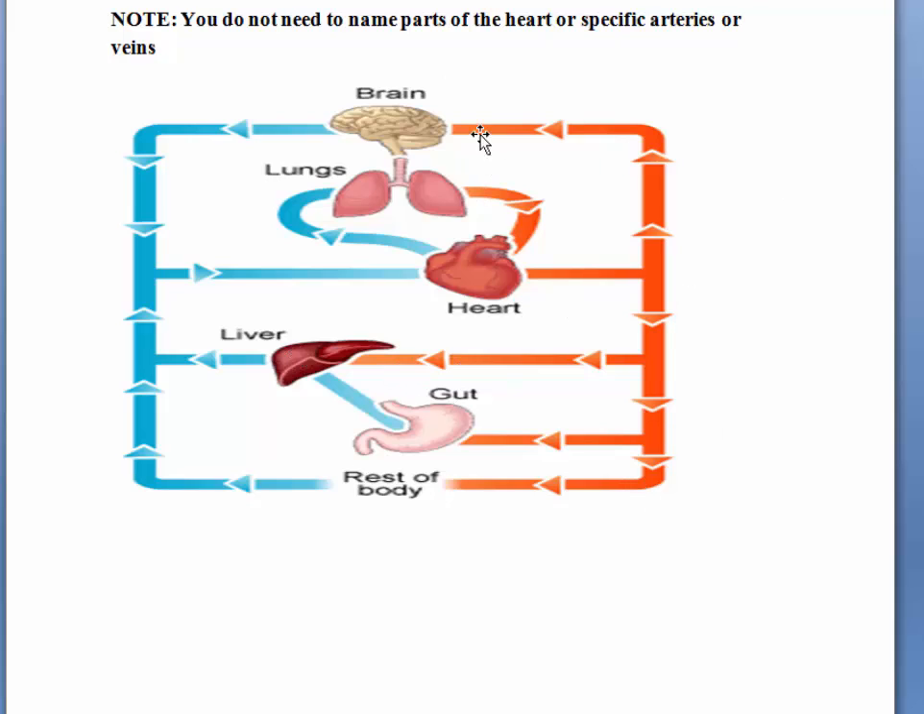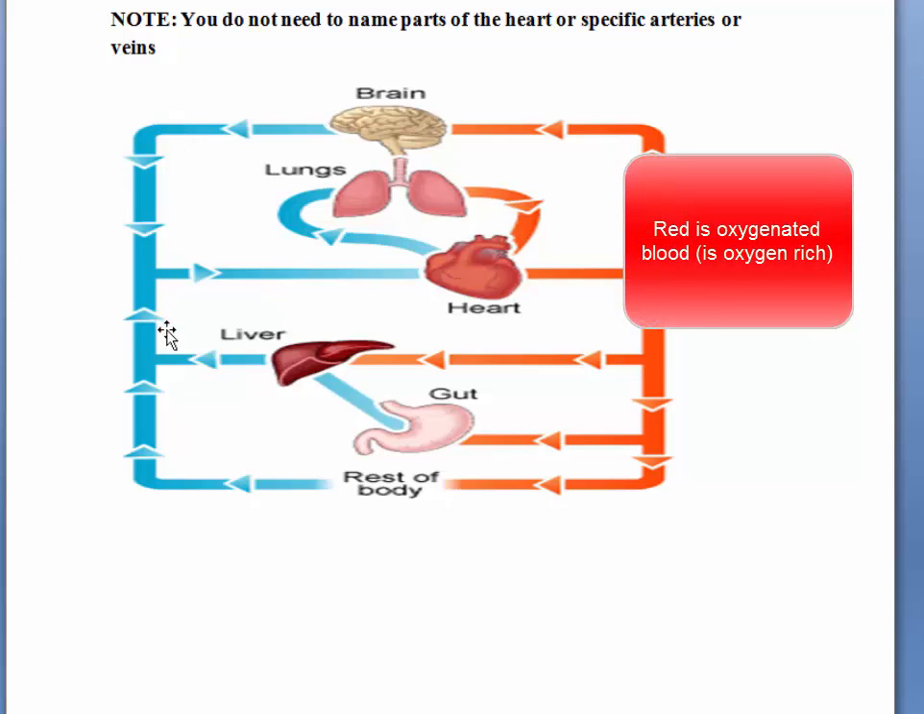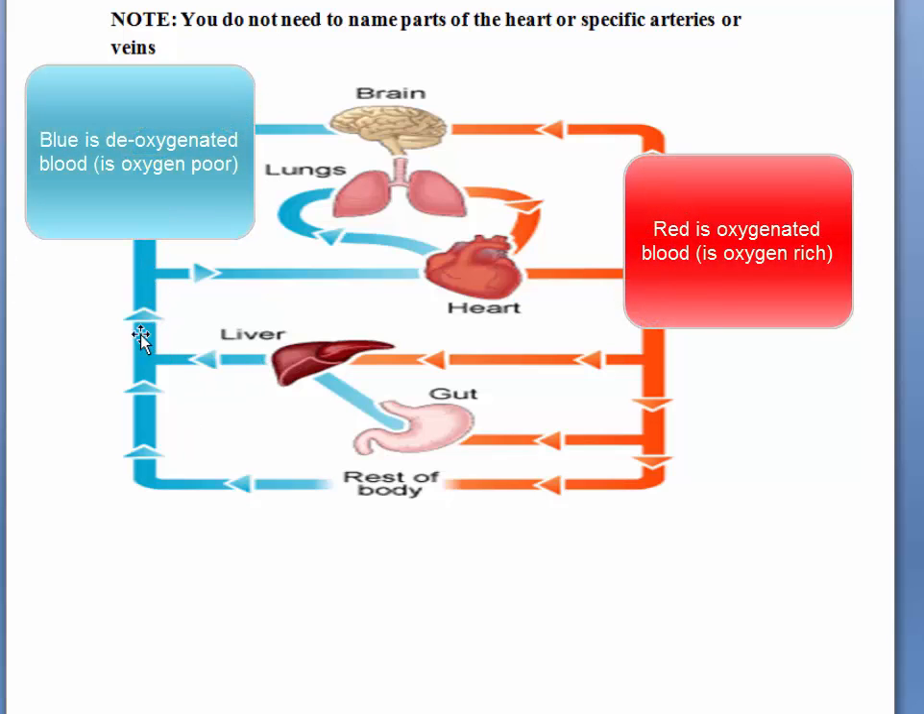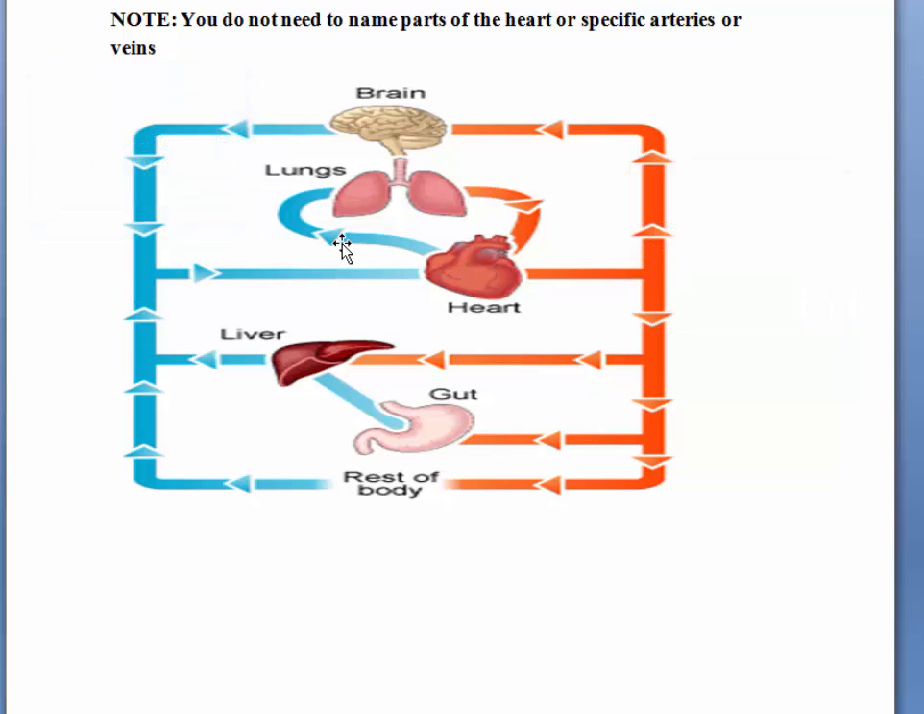This red is oxygenated blood, and then the blue is deoxygenated blood, meaning it has very little oxygen, it's mostly carbon dioxide, and it's going right back to the heart. The information for this is on page 77 again.